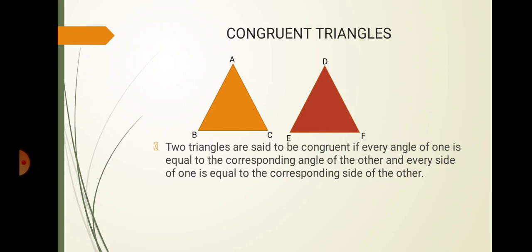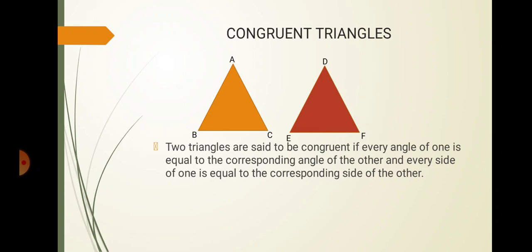So let us see the definition. Two triangles are said to be congruent if every angle of one is equal to the corresponding angle of the other. Yes, if suppose angle A is 60 degrees, angle D should also be equal to 60 degrees because angle A and angle D are corresponding to each other. Similarly, angle B is 30 degrees. Obviously, angle E should also be equal to 30 degrees, as we know angle B and angle E are corresponding angles. Same thing with angle C and angle F. They should have the same measurement.